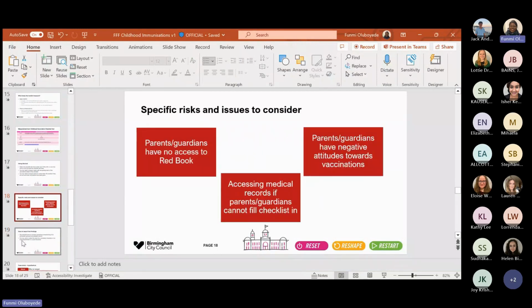So we have 3 specific risks and issues that we would highlight for consideration. The first thing being that parents, guardians, carers might not have access to the child's red book, or they might have lost it or misplaced it. Again, there might be issues with accessing medical records if parents and guardians cannot fill in the checklist. And also a key issue might be if the parents, guardians, or carers have a negative attitude towards vaccinations. And as I mentioned earlier, it would be really important to clarify what the concerns might be, because we might be able to address them.